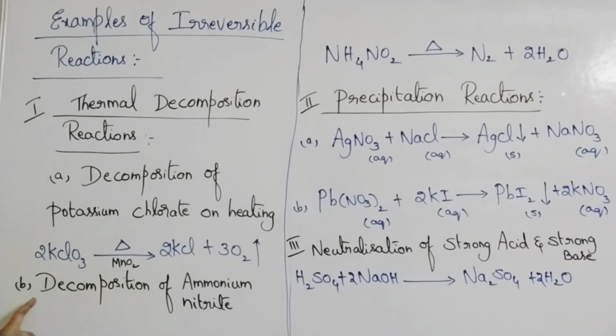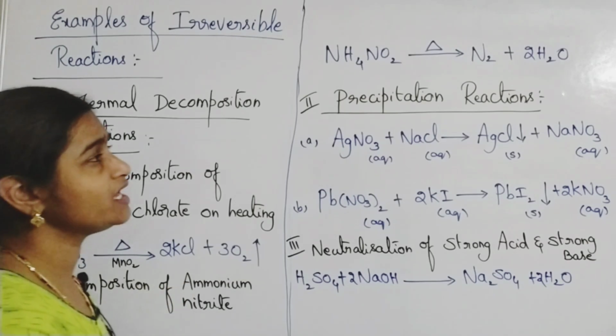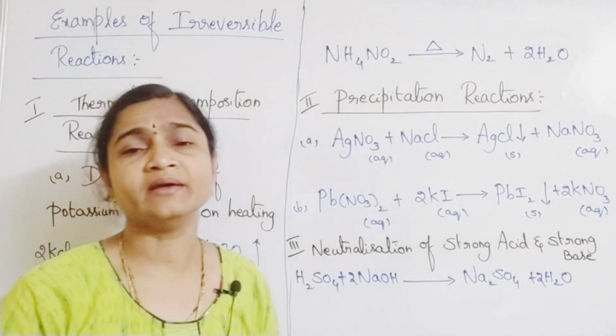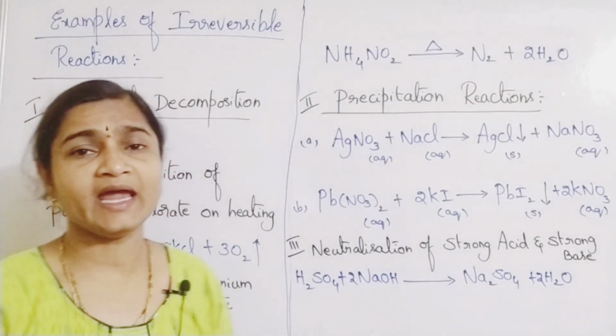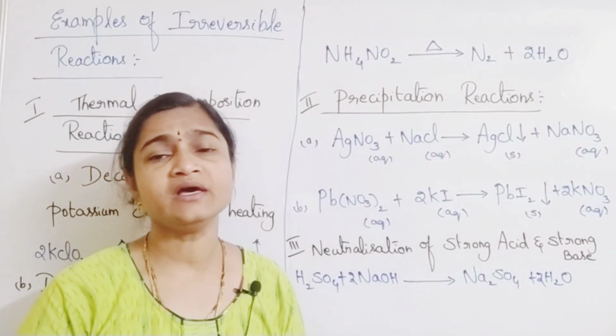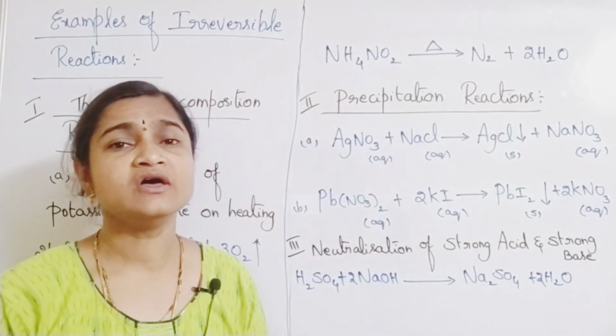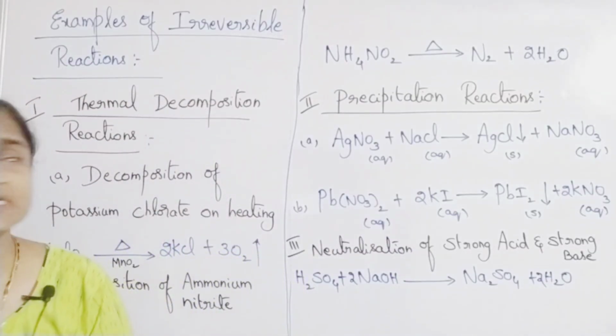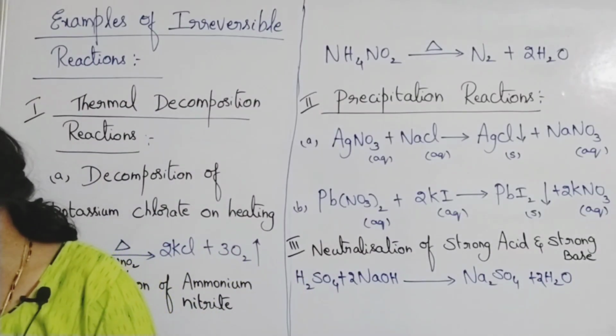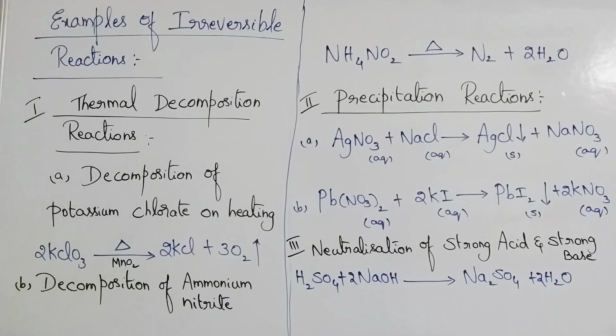Okay. And next, decomposition of ammonium nitrite. Ammonium nitrite formula is NH4NO2. So NH4NO2 on heating gives water and N2 gas. Here you need to write the physical states of those substances also. Now, physical states means what? In which state you are taking that substance.